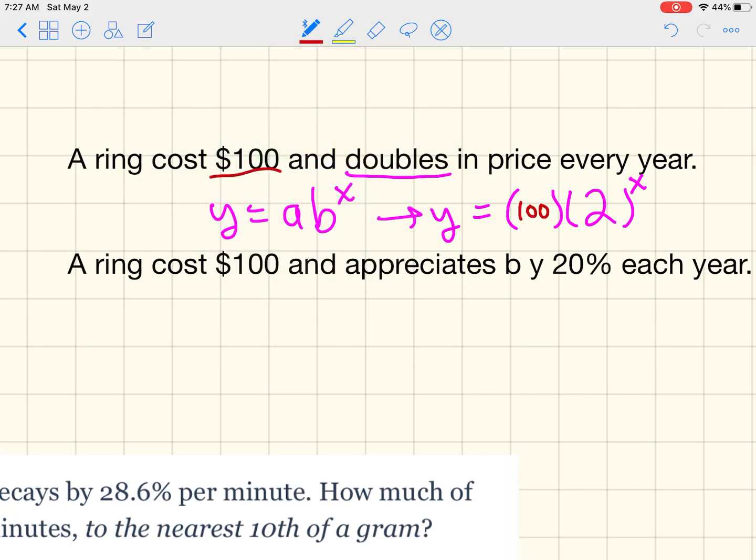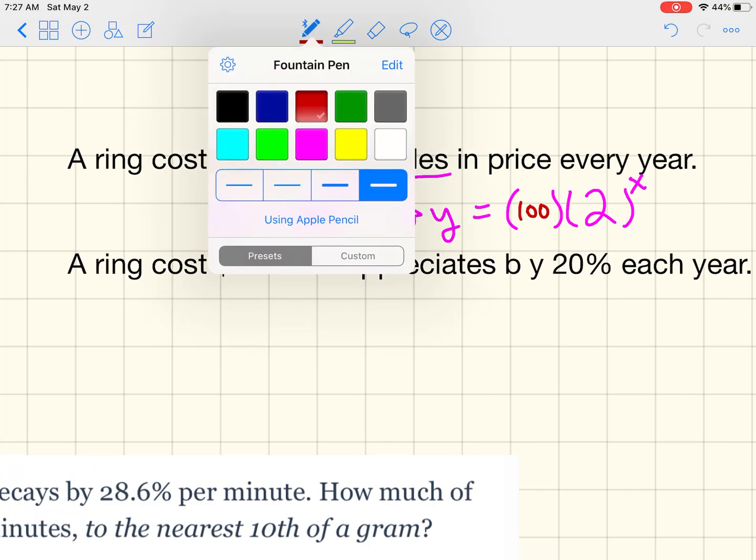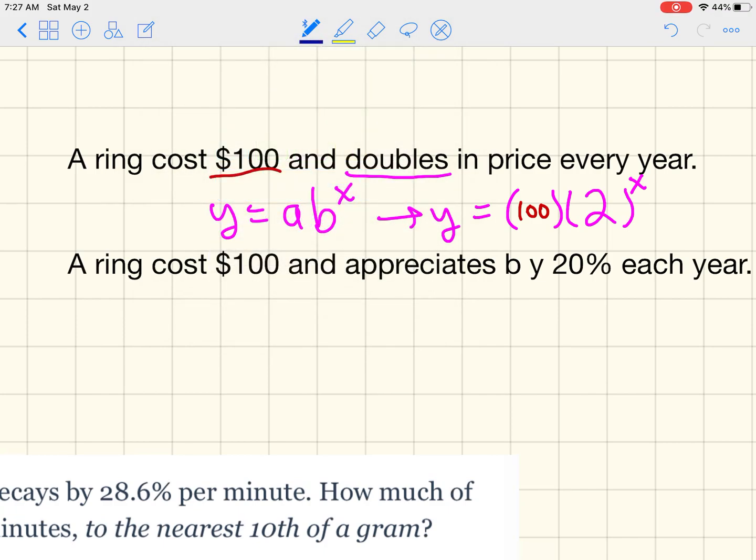It's 100 2 to the x, which is the same as ab to the x. You cannot make that 200 to the x power. It does not reduce like that because the x power is only for the 2. The next problem, though, is new. Okay, the next problem, it says it appreciates by 20%. So instead of writing a b, you have to write 1 plus or minus r, because the r is an interest rate, like at a bank.